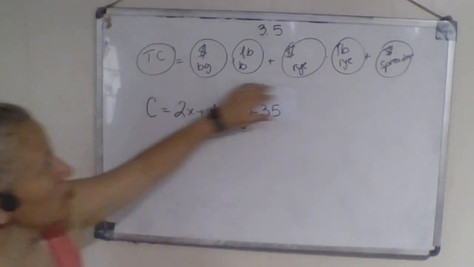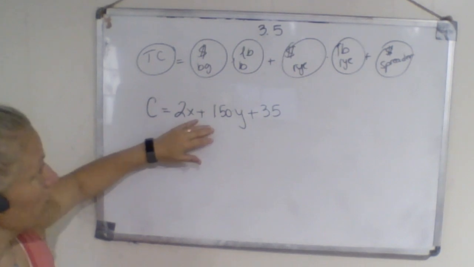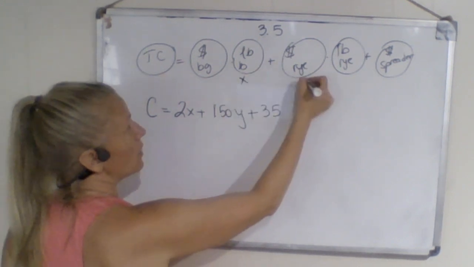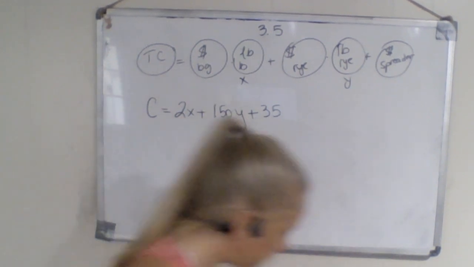We wrote the verbal model. You have it in class. I didn't write it again. Then we replace what we know. We do not know what these are, so this is why these become our unknowns. We don't know how much pounds of each we buy.